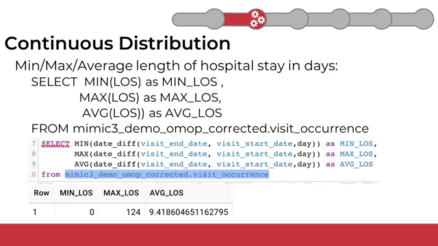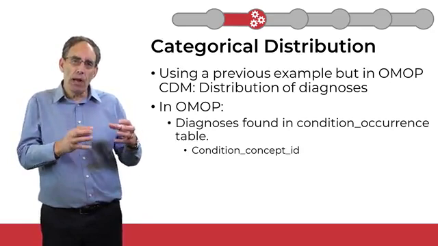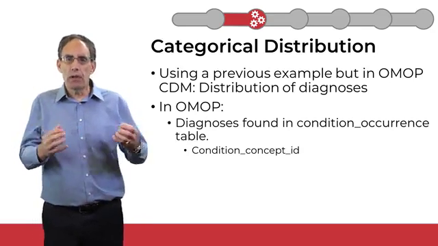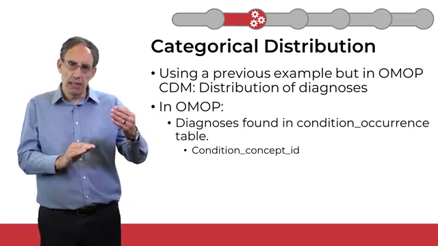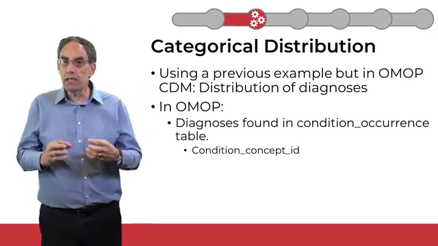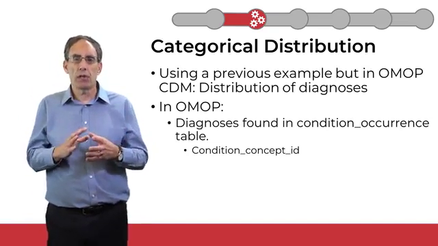A reasonable next query would be to create a histogram of the number of patients who had a length of stay equal to 0 days, 1 day, 2 days, 3 days, etc. We use a simpler example to create a similar histogram. In a previous video using the White Rabbit profiling tool, we showed the distribution of ICD-9 code values in the MIMIC diagnosis ICD table. We now show a similar analysis of the distribution of diagnoses using the OMOP version of MIMIC.